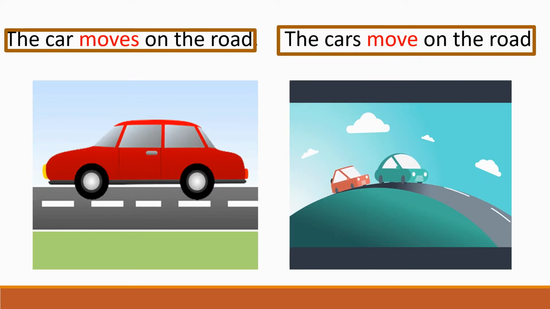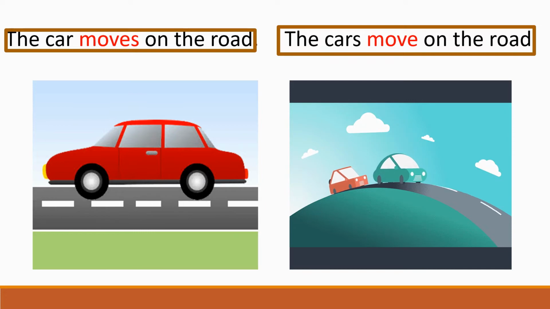Now student, let's see this sentence. The car moves on the road. So student, here car is a noun and car is a singular noun because only one car is there. Correct? So student, here the action word is moves. So student, we have to add s to the verb. Why we have to add s to the verb? Because here there is a singular noun. Correct? Car is singular. So we have to add s to the verb. Correct?